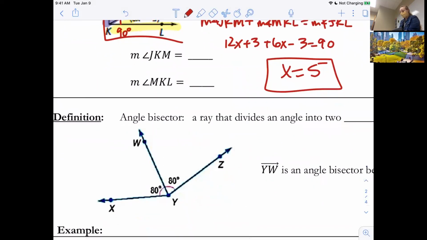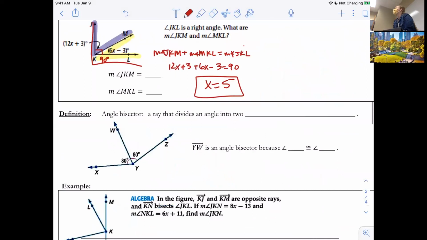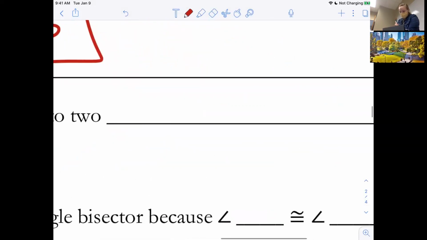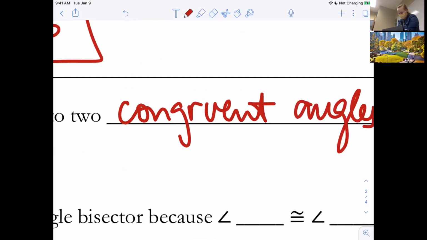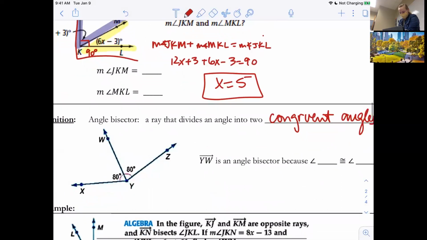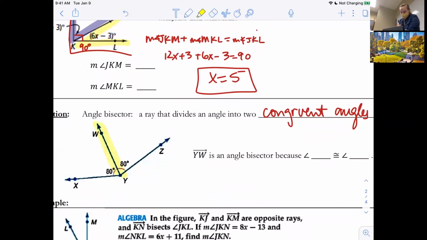All right. Last concept I'm going to teach you. I know you guys are doing awesome. Last thing is an angle bisector. We talked about segment bisectors. Those bisect segments. So what's an angle bisector? It bisects angles, and it bisects it into 2 congruent new angles. So I have one right here for you. YW is an angle bisector. The 2 angles it left are both equal to 80 degrees.